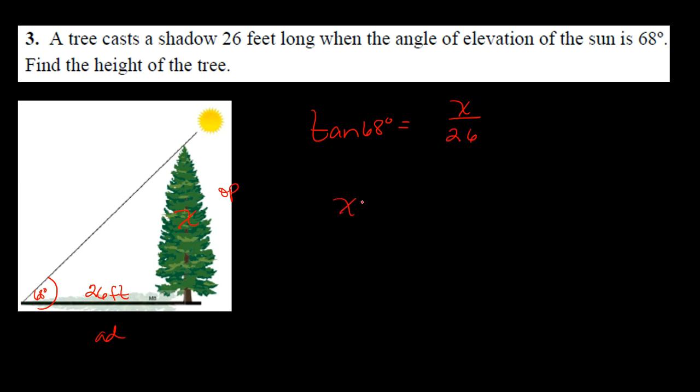We're going to cross multiply. X is isolated, so we're simply going to say 26 times the tangent of 68. We get 64.35, so I'll round that to 64, and this again is still feet.